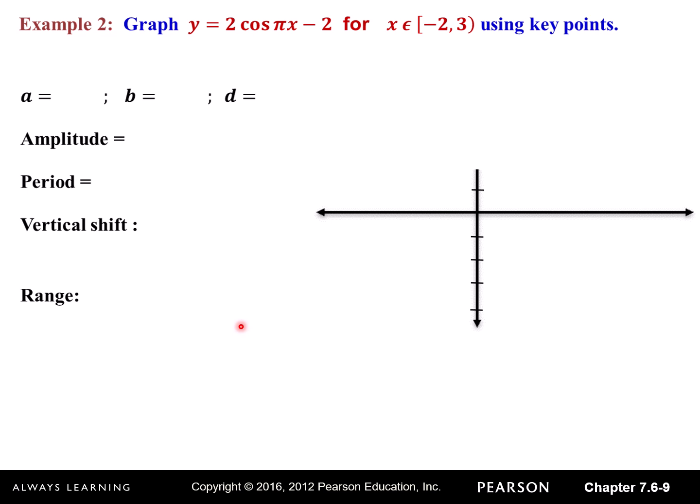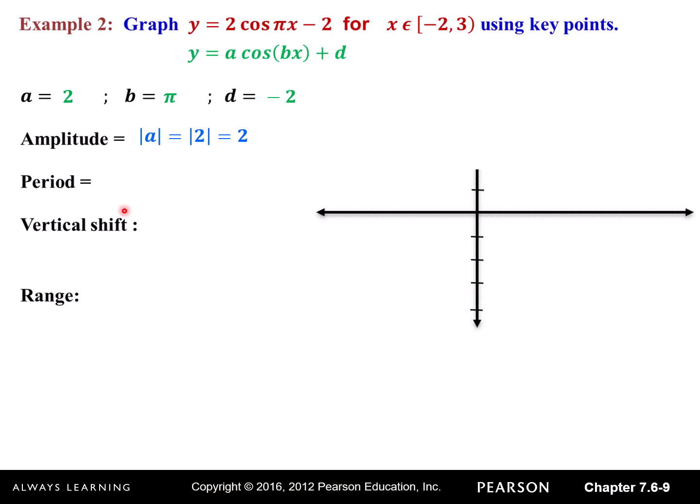Now for the next example, we are graphing the function y equals 2 cosine pi x minus 2, for x from negative 2 up to 3, negative 2 included, but 3 is not included, using the key points. So let us start by comparing this function to the general form. So a is equal to 2, b is equal to pi, and d is equal to minus 2. To get the amplitude, we will use the formula absolute value of a, which is absolute value of 2, which is equal to 2.